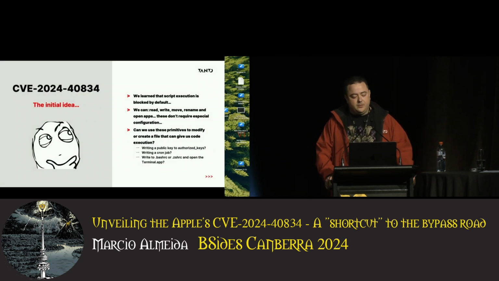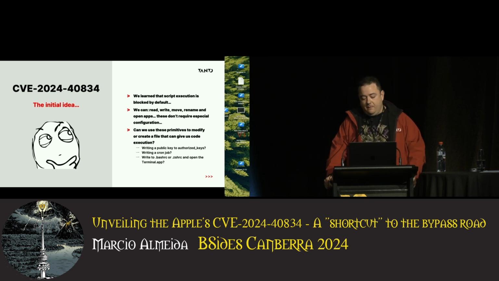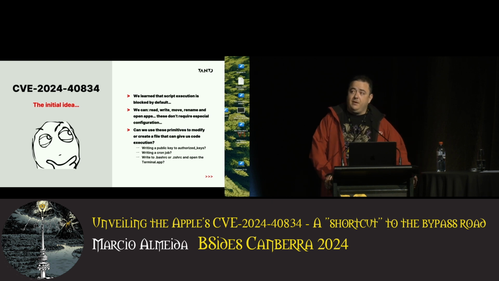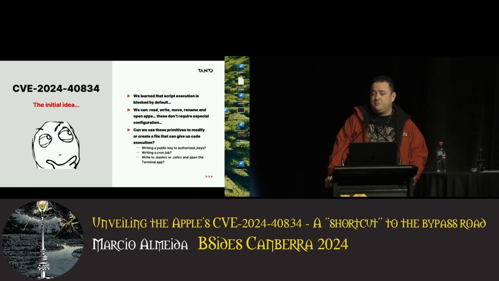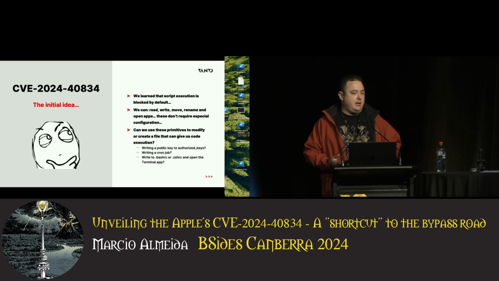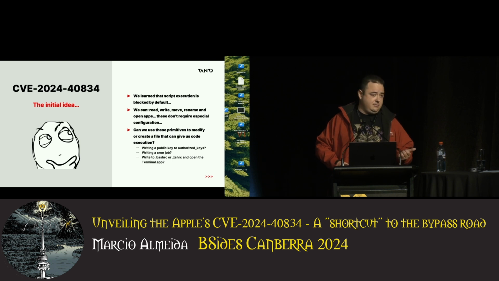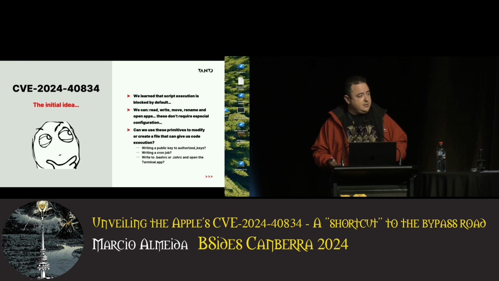Cool. So what we learned so far is that execution of scripts is blocked by default. However, we can read, write, move, rename, and open applications without any special permissions that we need to give to the application. So my first idea when I looked into that was, can we use these primitives to execute code? With a CTFer mindset, the first thing that comes to mind, since you usually exploit this kind of primitive in CTF challenges, is, can I write a public key to authorized_keys if it has SSH enabled? Maybe can I write a cron job and just wait for that cron job to run and execute my code?